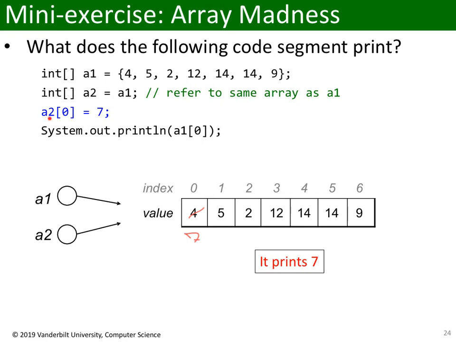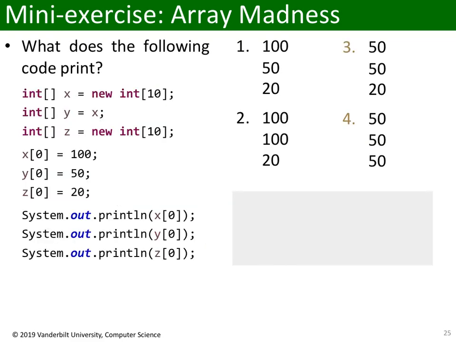So even though we changed A2, what we actually did was we went to the address at A2, which happens to be this object, and we changed element 0 to 7. So then in this line, when we go to the address stored in A1 and read element 0, it's still a 7.